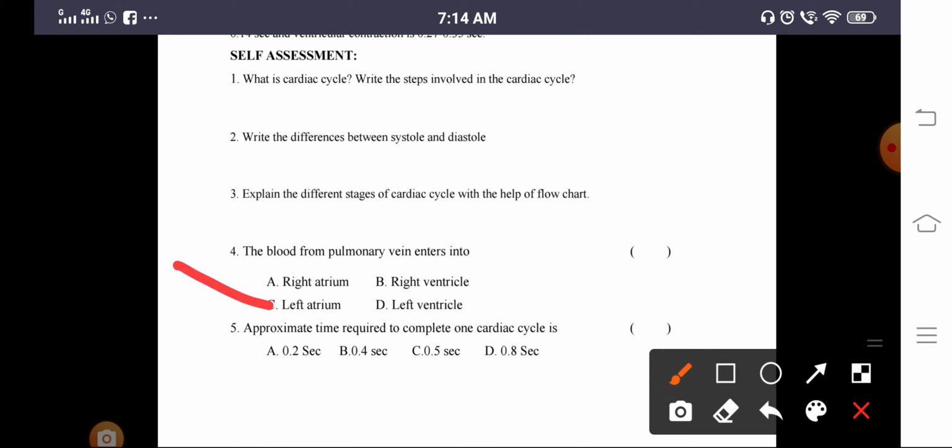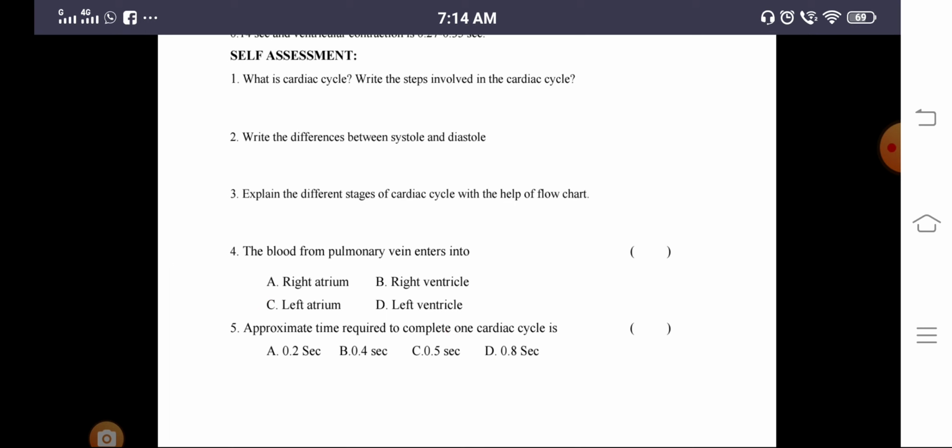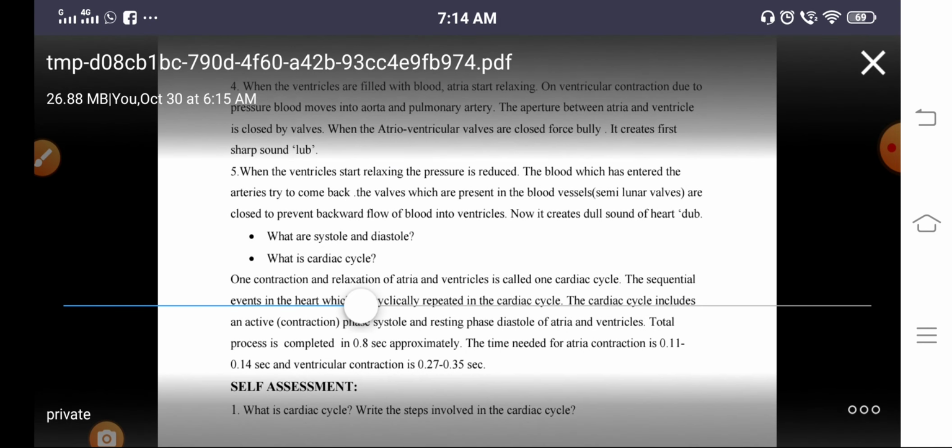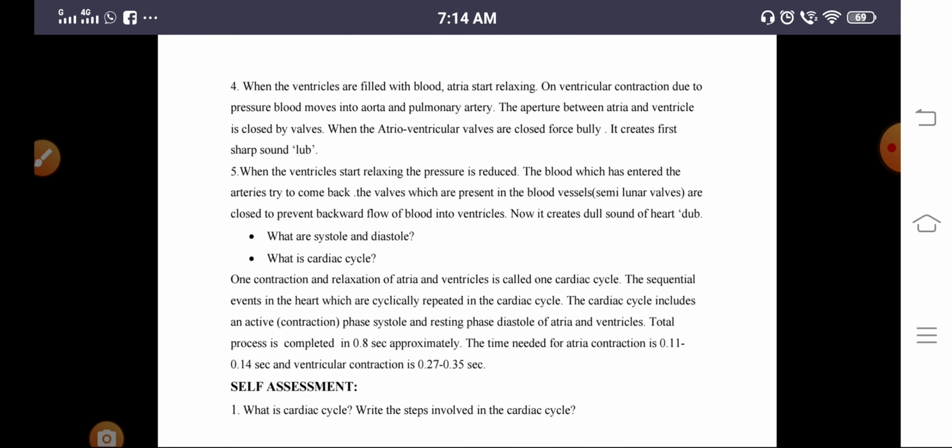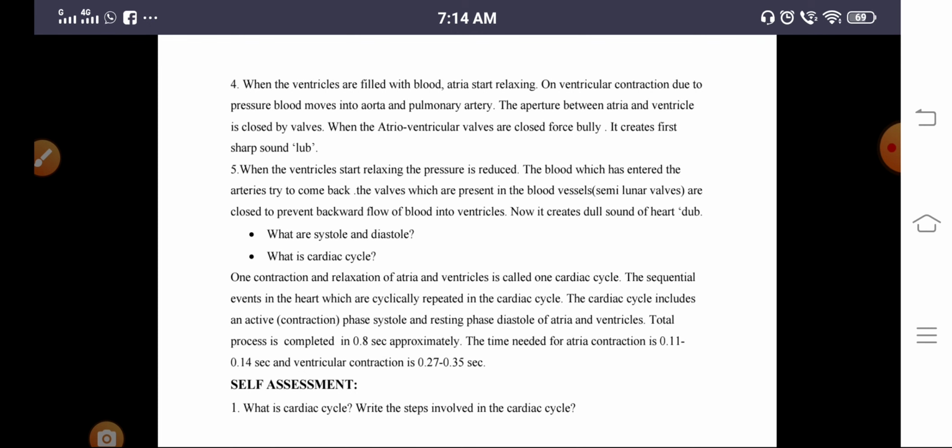Now the fifth one: the approximate time required to complete one cardiac cycle is 0.8 seconds. It is the completion of one heartbeat, or one systole, one diastole, one contraction, one relaxation. The time period required is 0.8 seconds. You have to keep in mind, this is the cardiac cycle. Very important 4 marks question at examination level. 4 marks question. This is cardiac cycle.